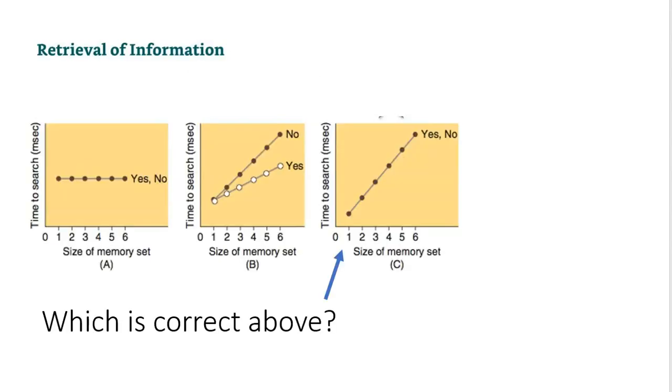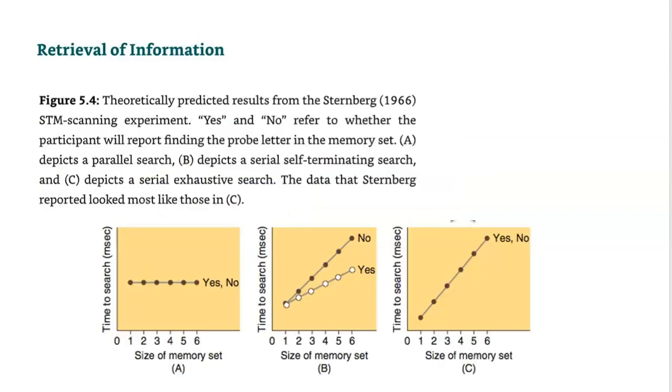So the question is, which one of these is correct? And it's the far right one in your book, where the size of the memory set suggests that it will take longer to find the party that you're looking for, in this case, that particular DVD. These are the theoretically predicted results from the Sternberg short-term memory scanning experiment, where yes and no refer to whether the participant will report finding a probe letter in a memory set. A is parallel, B is self-terminating, and C depicts something called a serial exhaustive search.